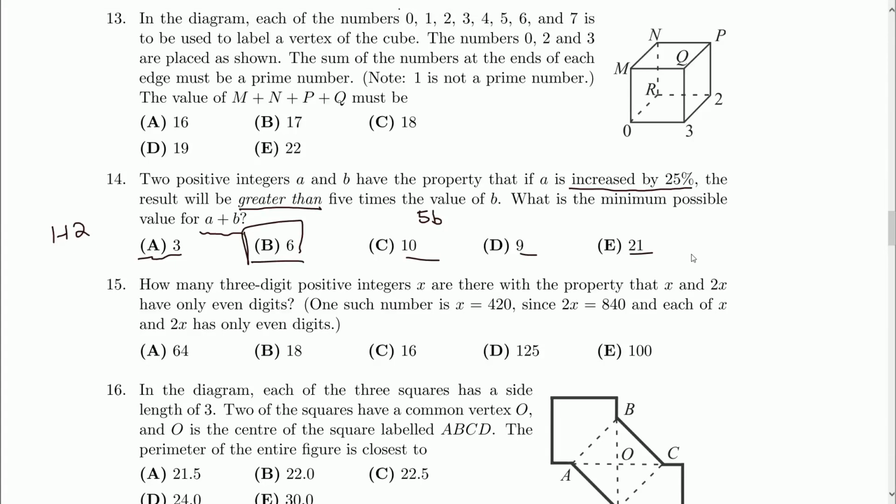So here we go. If a is increased by 25%, the result has to be greater than 5 times the value of b. Well, I'll pick the smaller one to be b, so 5b is 5, and 2 increased by 25%. Heck, 2 increased by 100% is 4, and that's still not enough. So there's no way I'm going to get an answer of 3. It's going to have to be 6.